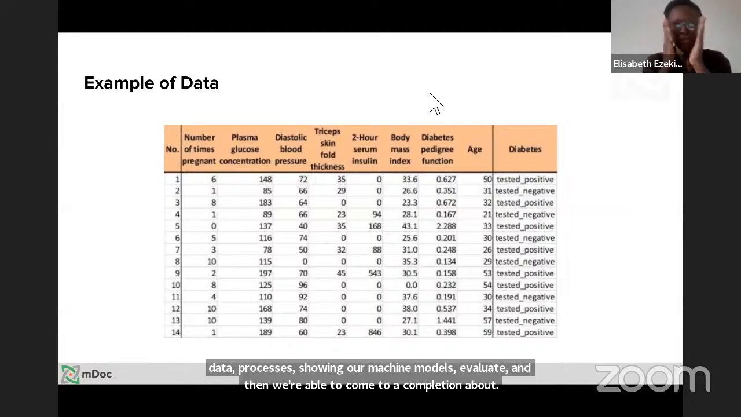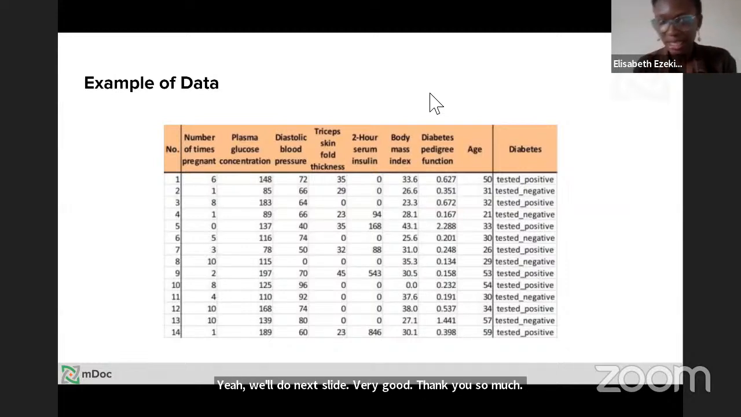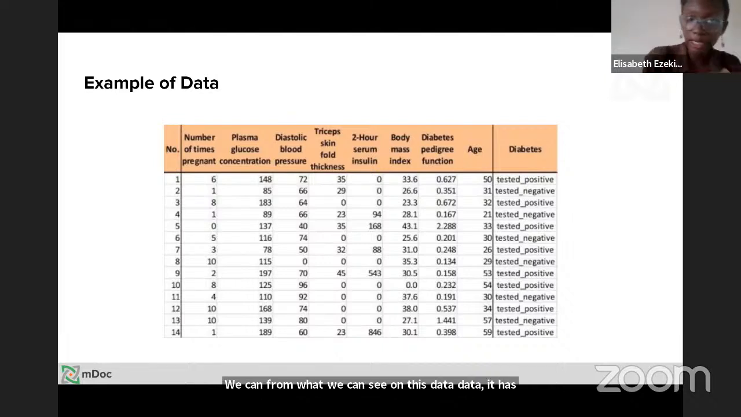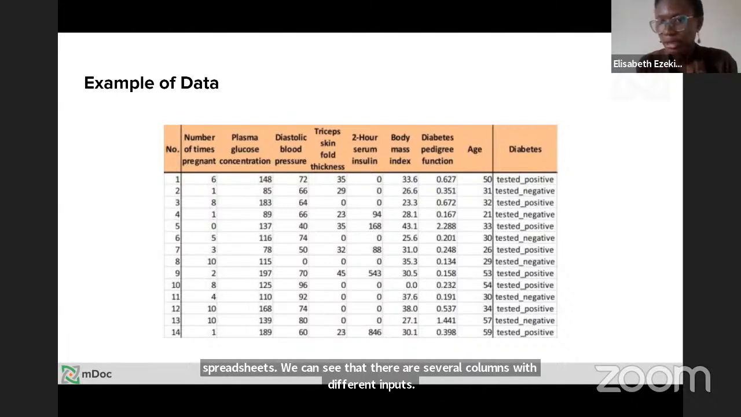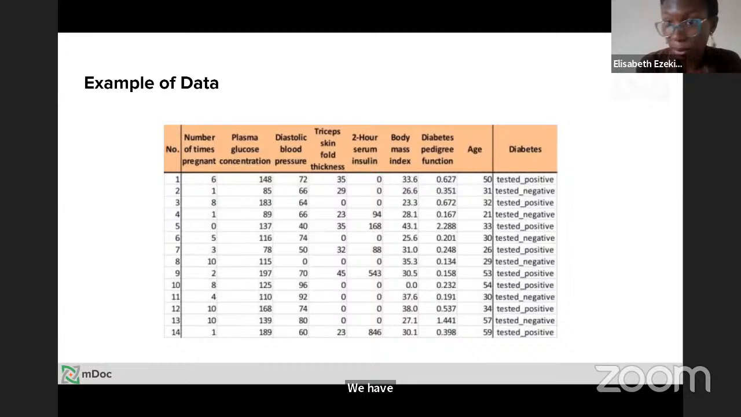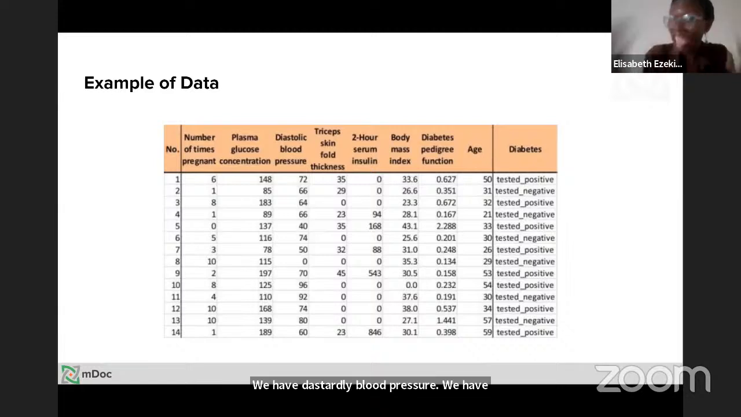Thank you so much. So an example of data we're going to use in this case is the example of how to diagnose diabetes. From what we can see on this data spreadsheet, there are several columns with different inputs. One is number of times pregnant, right? How many times has this patient been pregnant? Another is plasma glucose concentration, right? We have diastolic blood pressure. We have body mass index, BMI. We have the age of the patient. We have diabetes pedigree function.